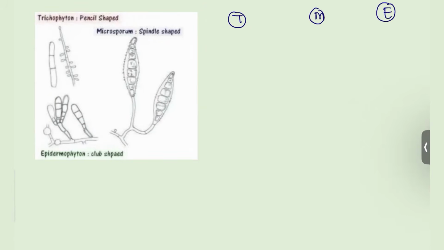Tri means it is going to involve the skin and also hair, and again it is also going to involve the nails. All three are involved in Trichophyton, tri means three. In Microsporum also skin is involved, and in Epidermophyton also skin is involved. In Microsporum, hair is more involved, and in Epidermophyton, nails are involved. These are the first things that you have to remember.